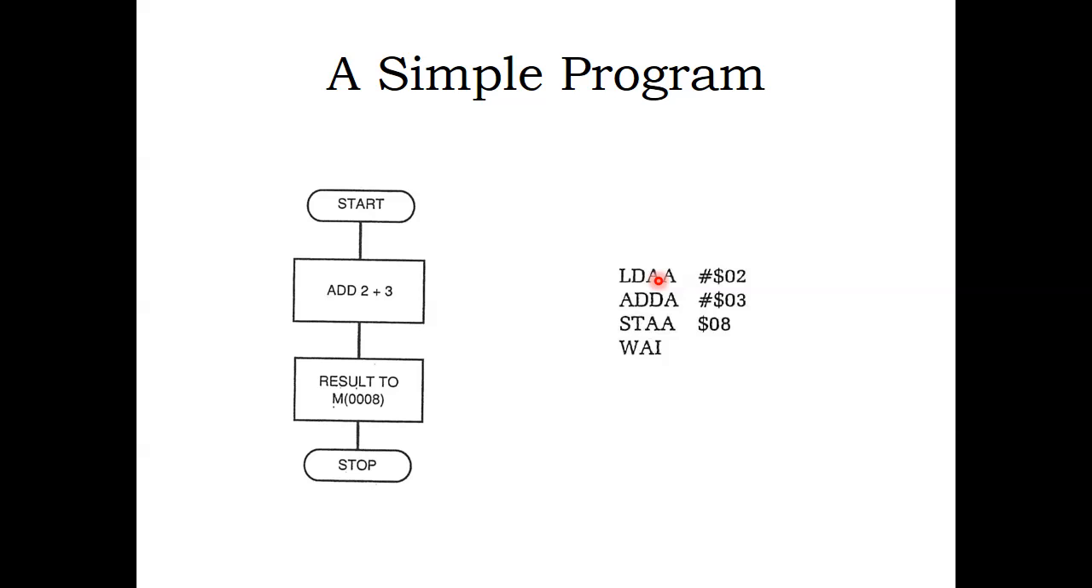Remember, we have a register, accumulator A, right? This instruction means load into accumulator A. And the next instruction tells add 3 with accumulator A. That means you are just doing 2 plus 3, right? After this addition, you will have 5 in your accumulator A because you added 2 plus 3, right? And then you said store this to a memory location. So basically, this is exactly how things work.